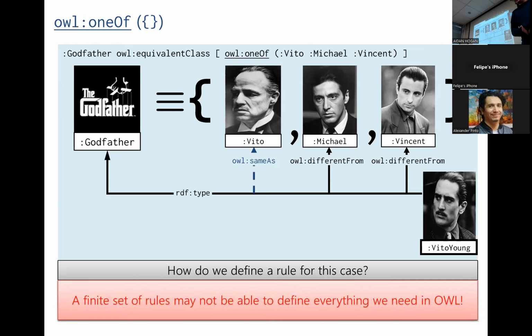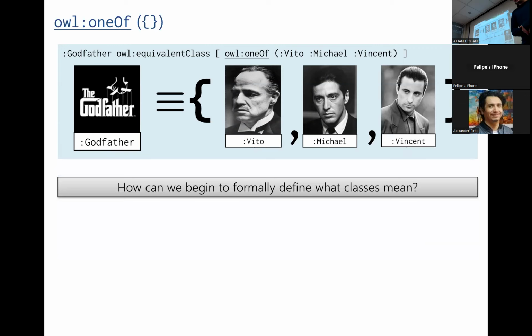So a finite set of rules may not be able to define everything we need in OWL, is the point. So we can't really just define it using rules like we've seen in RDFS and in other cases. So how can we begin to formally define what classes mean, is the question. Yeah. So any ideas? How we could formally define what classes mean?